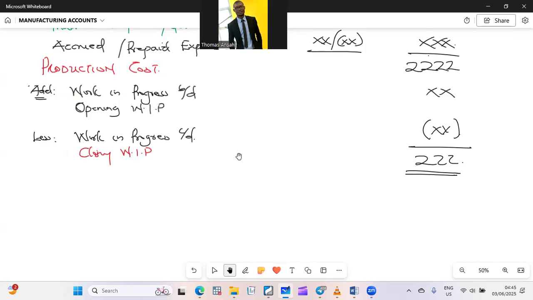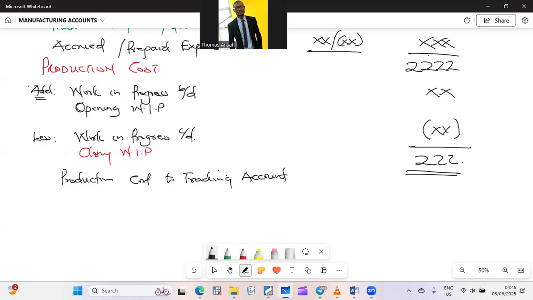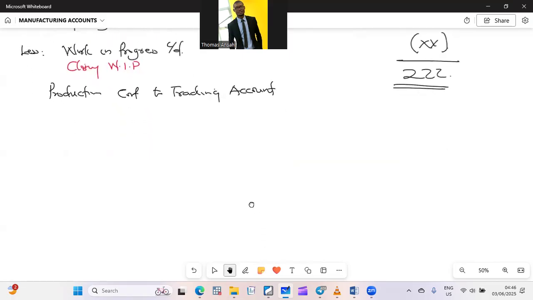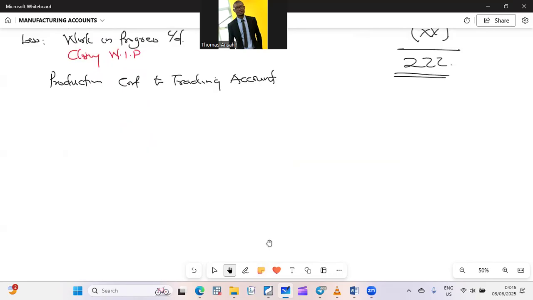So this is what we are going to do now. Once we have added the work in progress, that is the figure that we'll be transferring to production. All right. Later on, we will do things about the unrealized profit. Okay. So once you get here, that is fine.